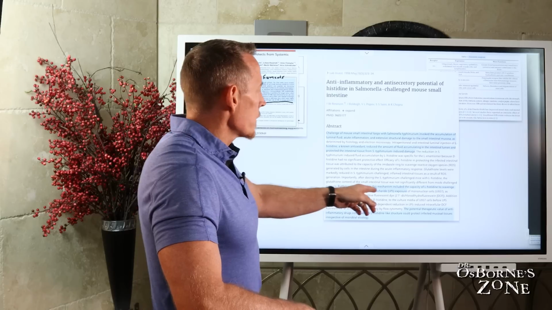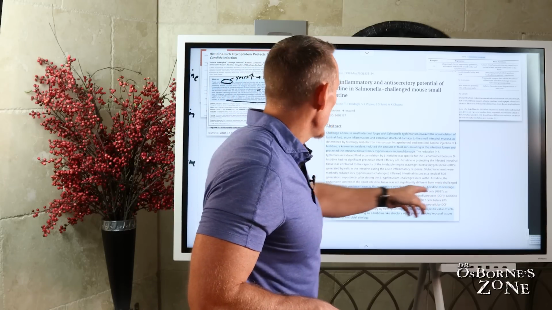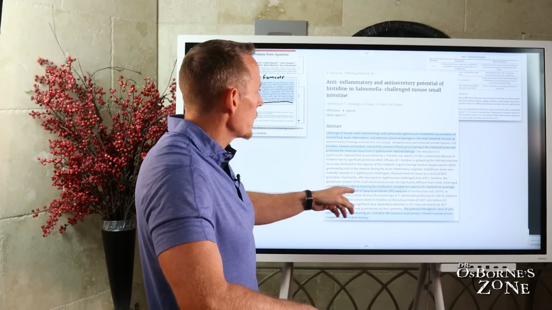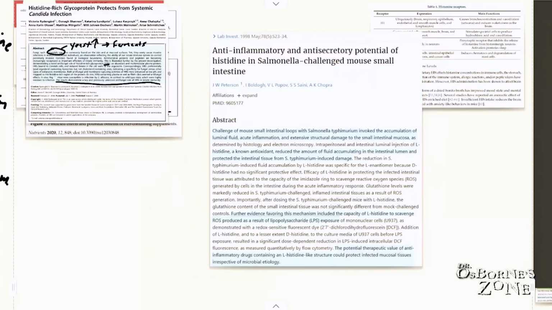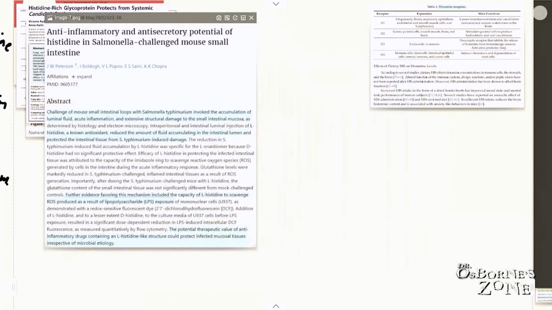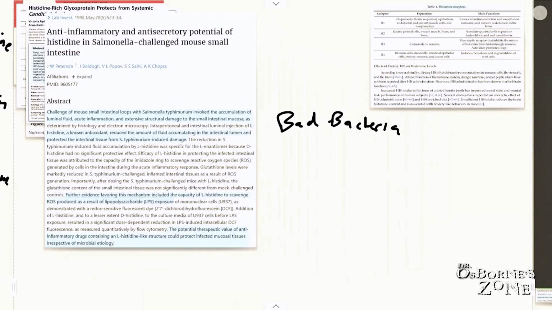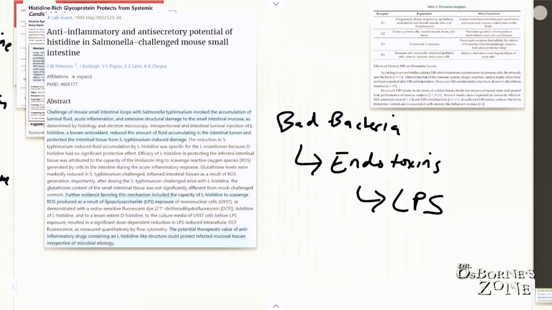And further evidence favoring this mechanism included the capacity of L-histidine to scavenge reactive oxygen species produced as a result of LPS. What is LPS? So when you have these bad bacteria, one of the things they produce is something called an endotoxin. And one of the primary endotoxins is called LPS, lipopolysaccharides. And these can cause microscopic damage to the gut wall, to the gut lining, creating leakiness, right?